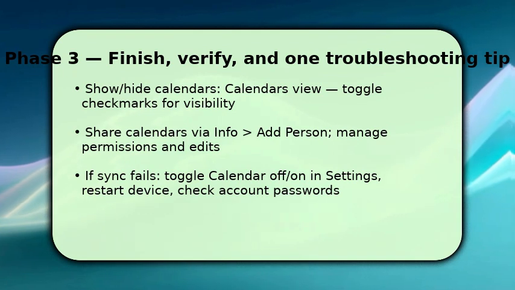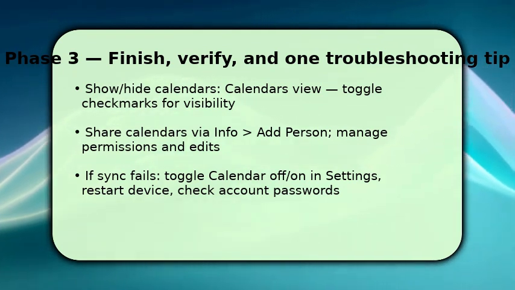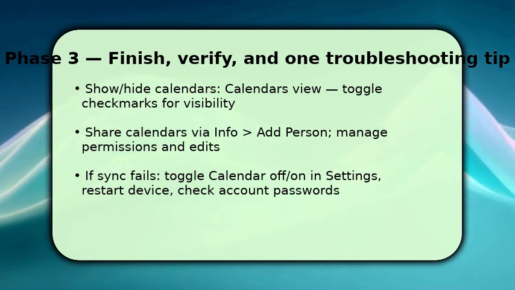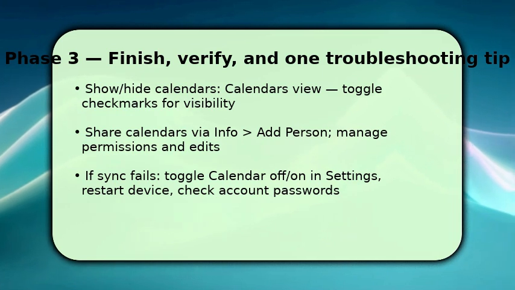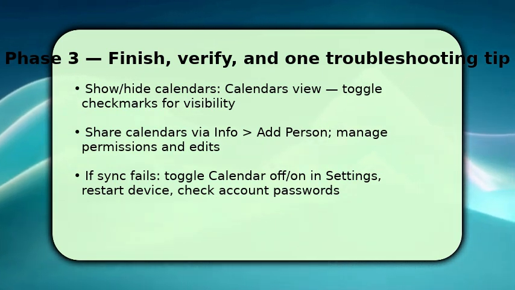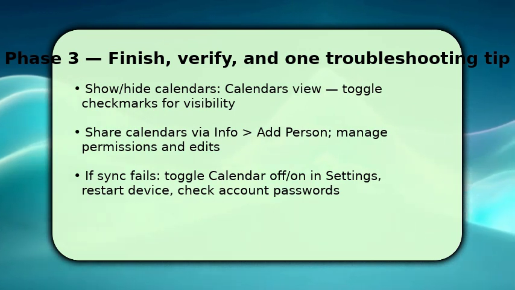To share a calendar, tap its info button and add person, set view or edit permissions so collaborators can update events. Make a quick backup by ensuring iCloud sync or exporting from your account on the web. If changes don't appear, toggle calendars off then on in Settings, restart the iPhone, and verify account password.